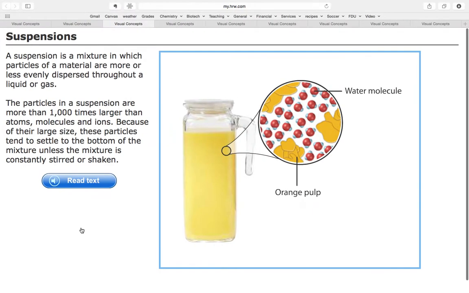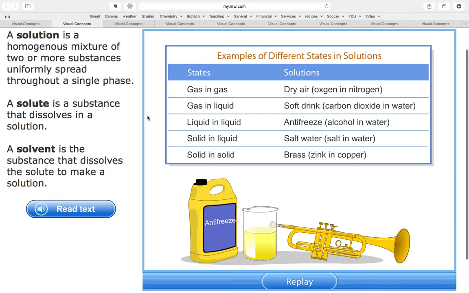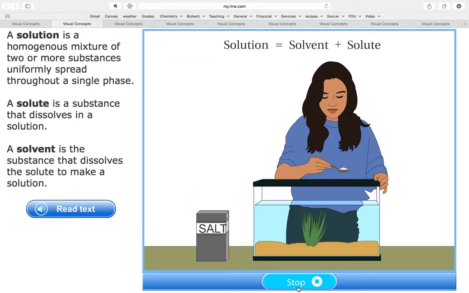I have a short video on solutions that I think is quite good. A solution may appear to be a single substance, but it is actually the result of the mixture of a solvent and one or more solutes. Here, the girl is dissolving salt into water to make the solution for a saltwater aquarium.